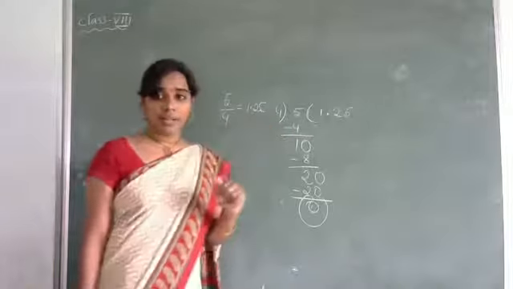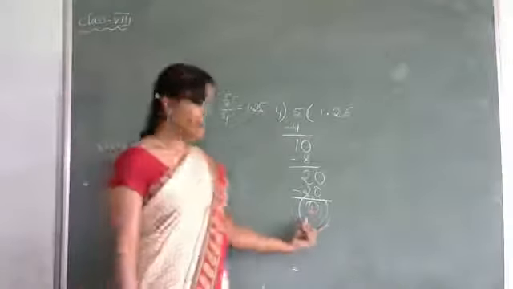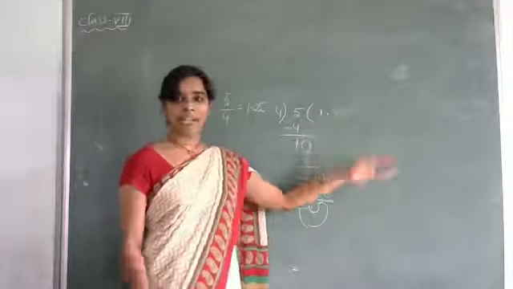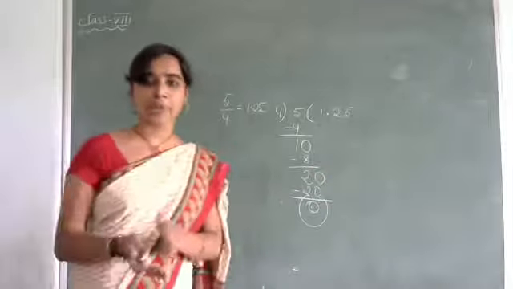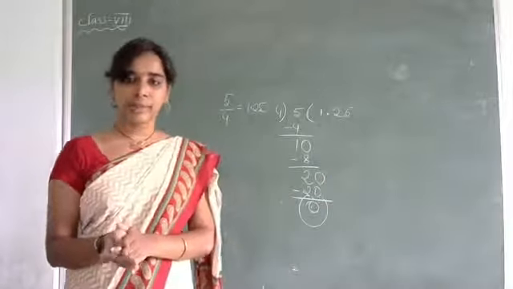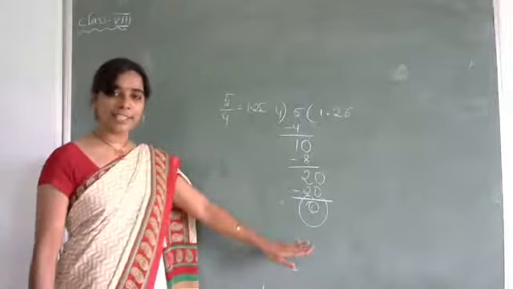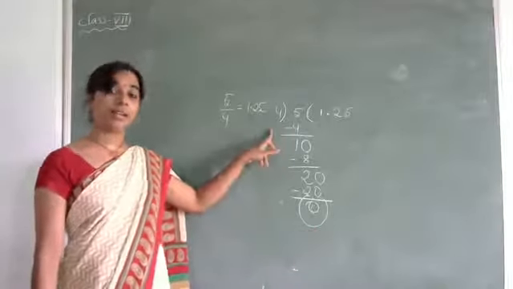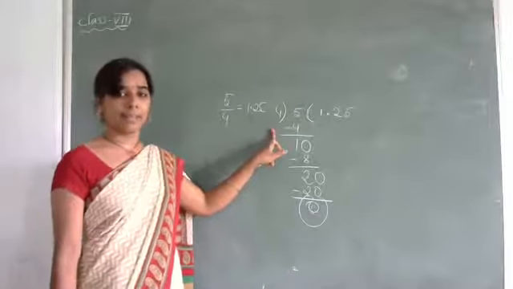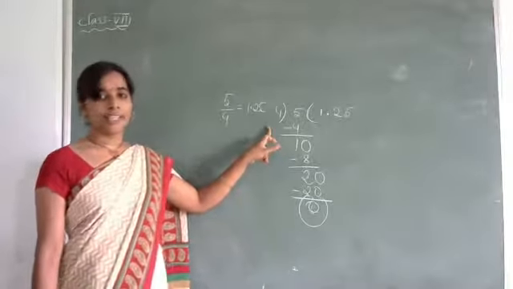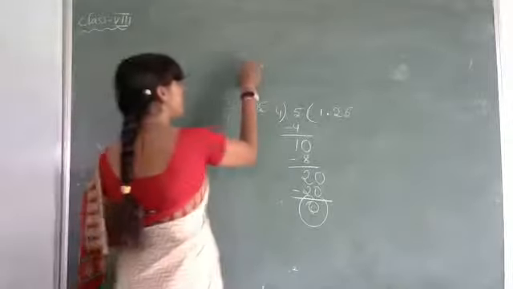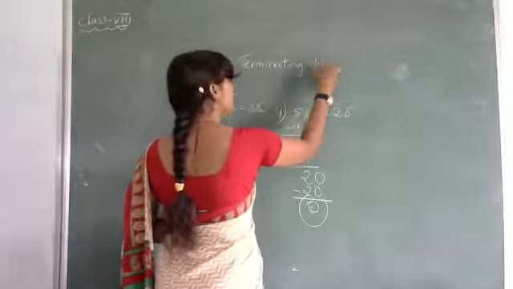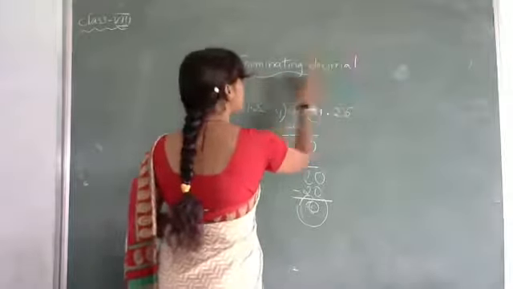So what happened? We got remainder 0. That means it is terminated, the division process stopped there. Terminated means stopped. Once remainder 0 comes, the division stops there. So that's why it is called a terminating decimal number. This is a terminating decimal, children.